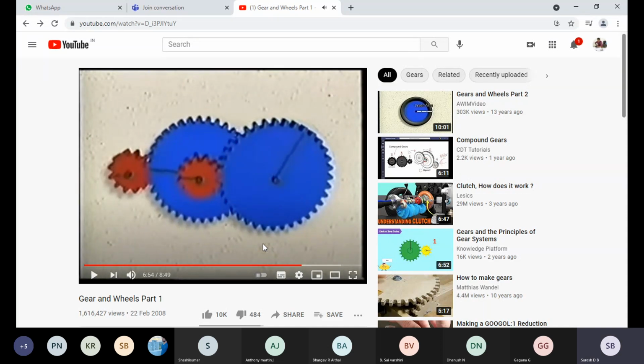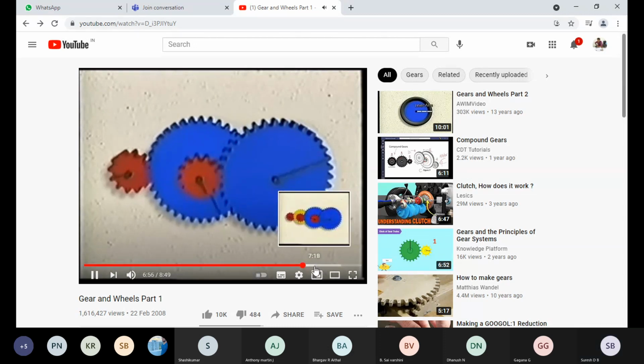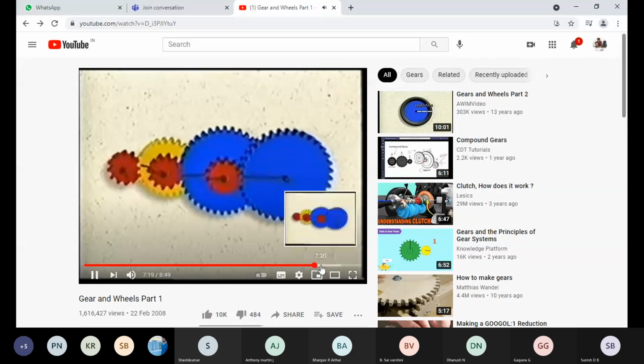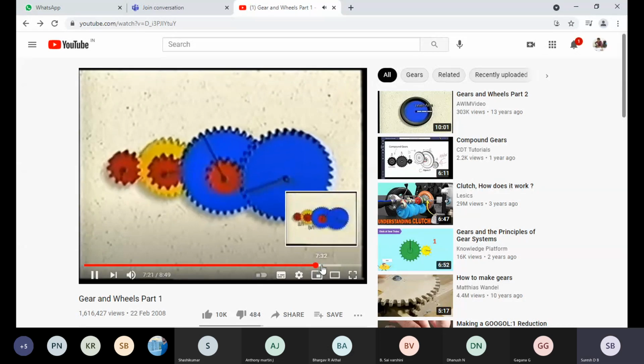See here, now the gear ratio is 6 divided by 1. 6 divided by 1 means when this one rotates only a single time, the last, smaller gear rotates 6 times. Okay, that is the gear ratio.